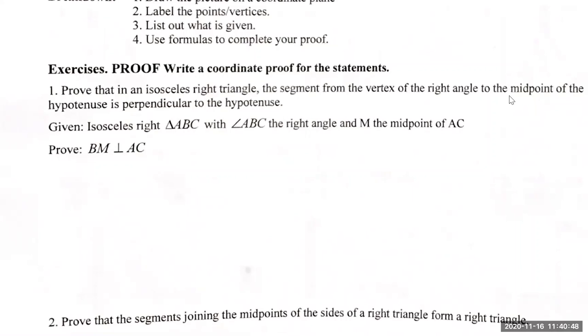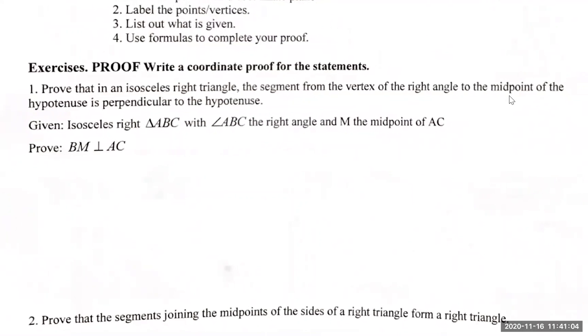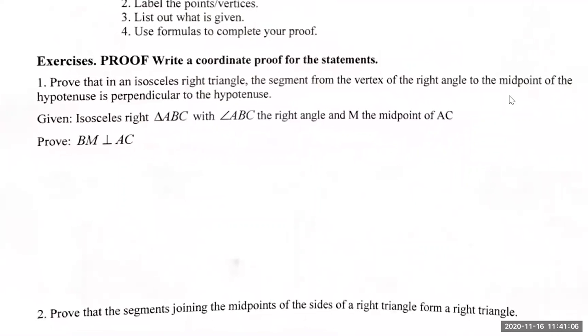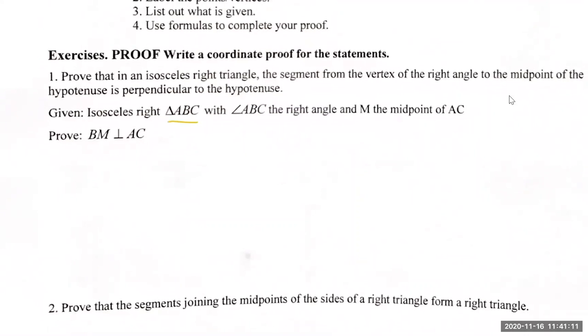So we're supposed to prove, this is a lot of words, so don't get overwhelmed, they'll break it down for you. Prove that in an isosceles right triangle, the segment from the vertex of the right angle to the midpoint of the hypotenuse is perpendicular to the hypotenuse. So what we're given is an isosceles right triangle ABC. So let's go ahead and draw that in on the space that you have right there.